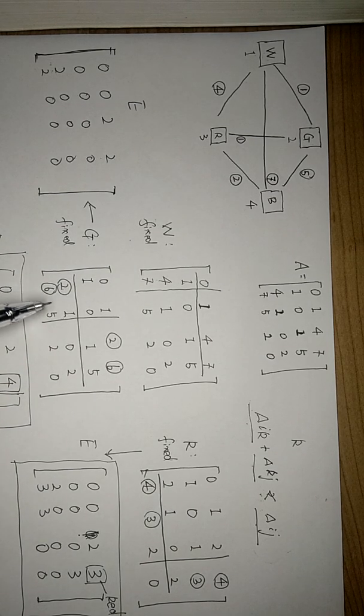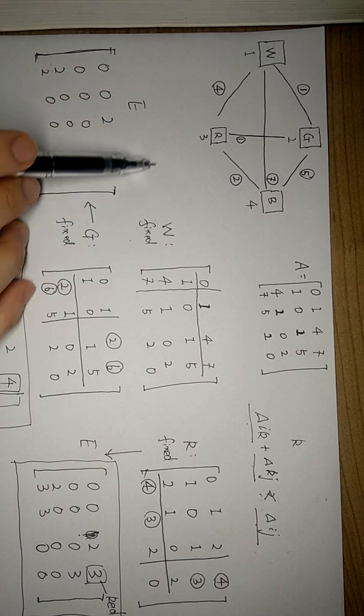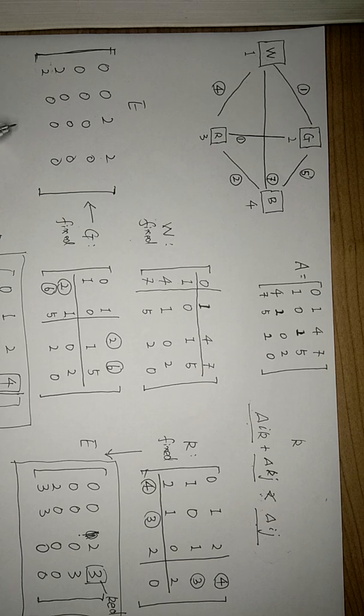And from 1 to 4, which is white to blue, it's also changed from 7 to 6. And so in the E matrix, we change the positions 1 to 3, 1 to 4, 3 to 1, 3 to 4 from 0 to 2.